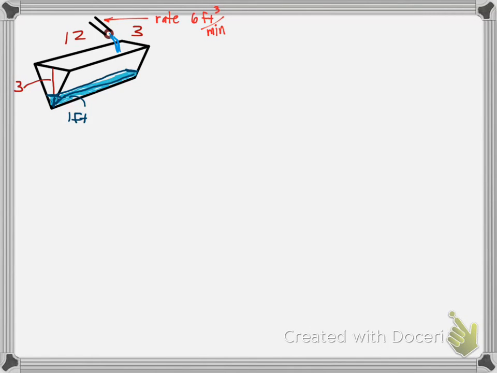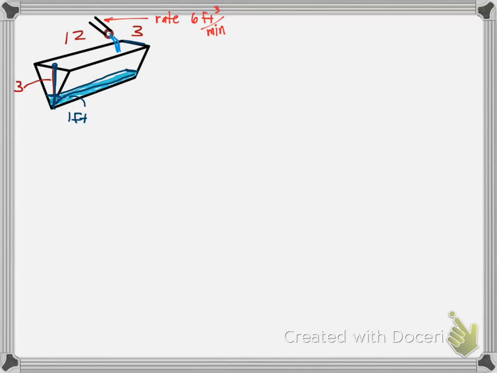Here's another related rates problem. Let's assume that we have this triangular trough that is being filled with water at a rate of 6 cubic feet per minute. The dimensions of the trough: it's 12 feet long, it's 3 feet across, and it is 3 feet from the very middle of the base of the triangular sides to the bottom. So it's 3 feet deep at the deepest point. And the sides of each end are isosceles triangles.